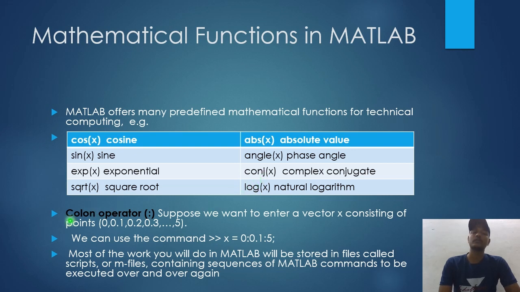Now we come to the colon operator. The colon operator works like this: suppose we have to go over the numbers 0 to 5, then by writing this we can easily write x equals 0 colon 0.1 colon 5, and then a semicolon.